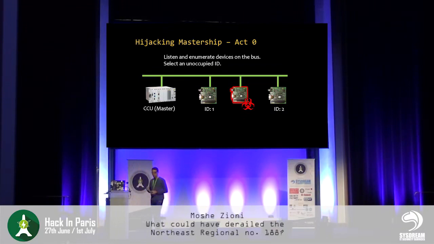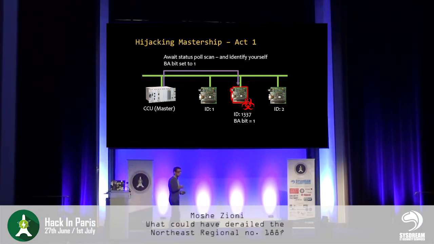Now we just listen on the bus and enumerate devices. We have a list of devices on our node, which bus administrators should do in any case, but let's say we are entirely malicious from the ground up. And then we are selecting one of the IDs which is vacant, which is unoccupied. Now we select this ID.